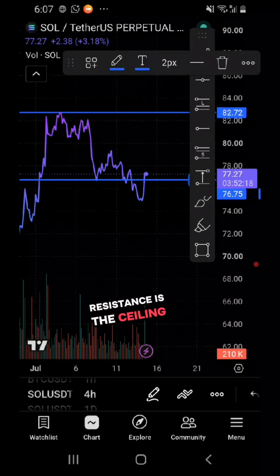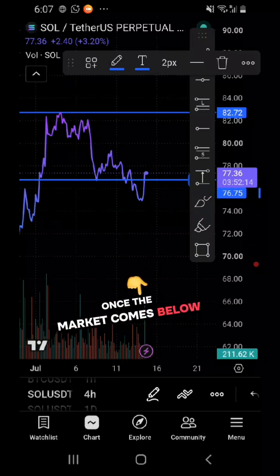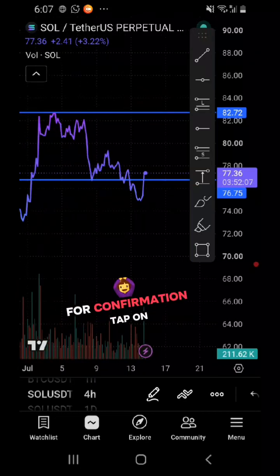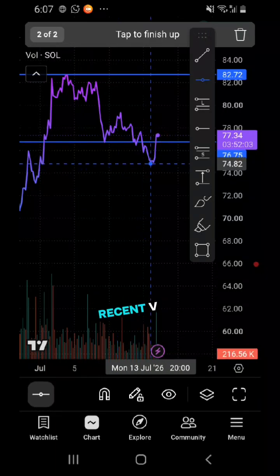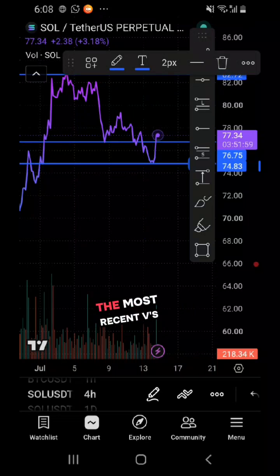Resistance is the ceiling, support is the floor. Once the market comes below the floor, it means that direction is going to change. Though as always, you have to wait for confirmation. Tap on it again. Let's draw on the recent V. It is always important you consider the most recent V's, and the most recent inverted V.